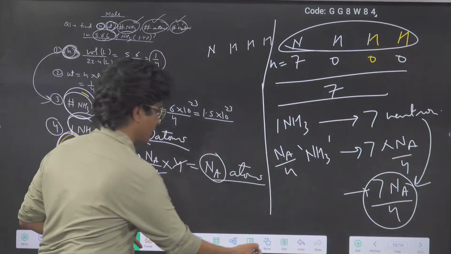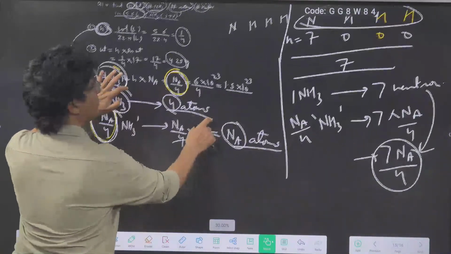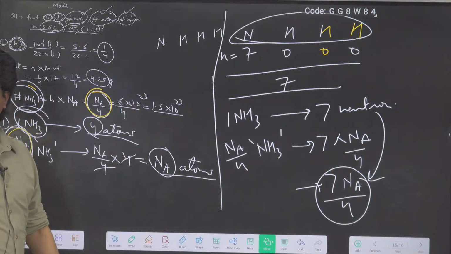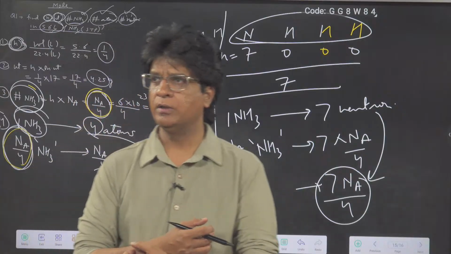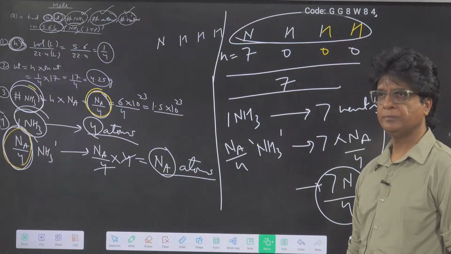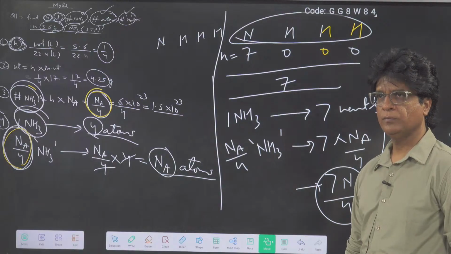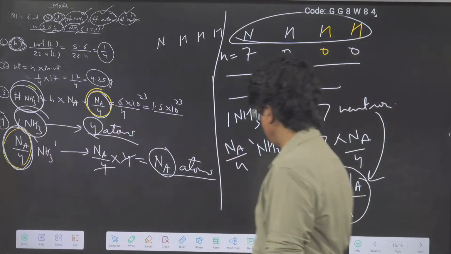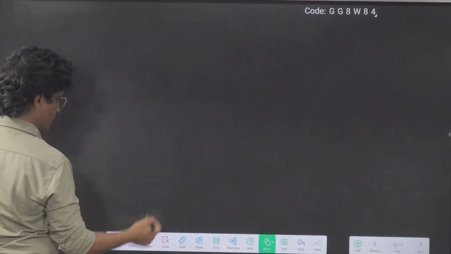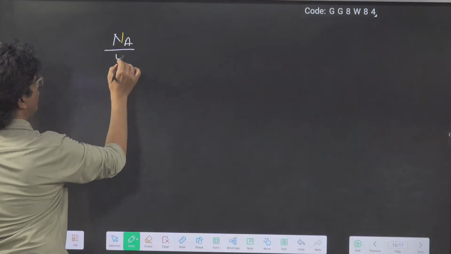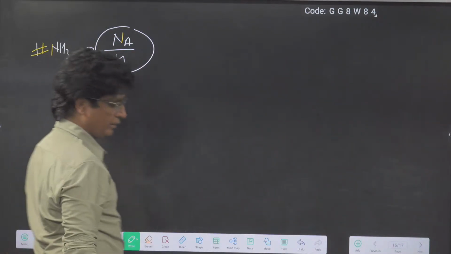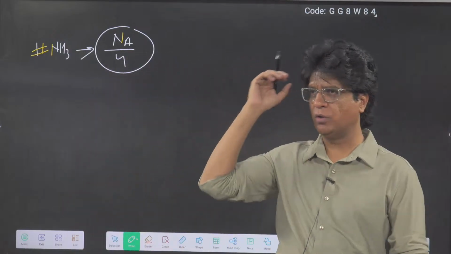Acha, in the same question, if they were asking you the number of protons and number of electrons, how will you solve it? Number of electrons or number of protons? Come on, who will give me the right answer? Number of electrons and number of protons in the same question. I'm writing here that the number of molecules of ammonia is Na/4. Then find the number of electrons or number of protons.